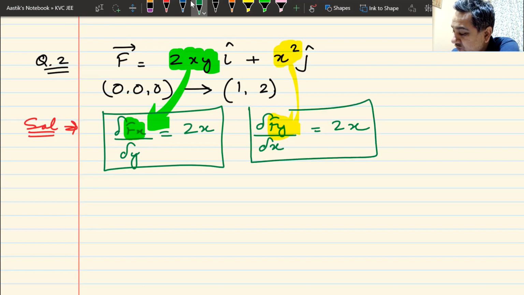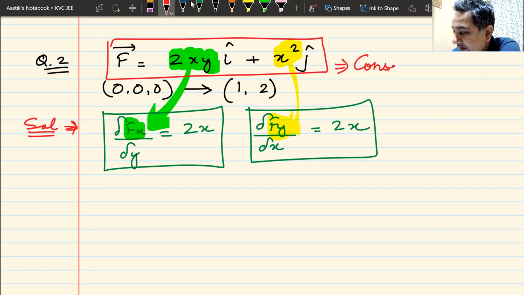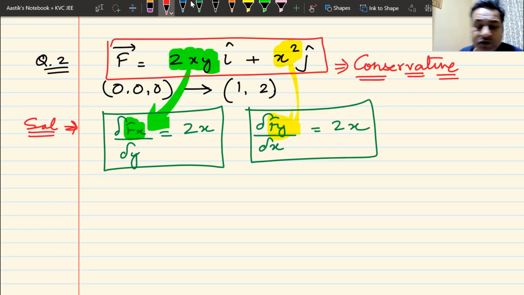That means this force is conservative. Though it might look non-conservative to you, this force is a conservative force and we can't change it. It is conservative. We all agree on this, yes or no? This force is conservative. I can't change it. This is the conservative force.